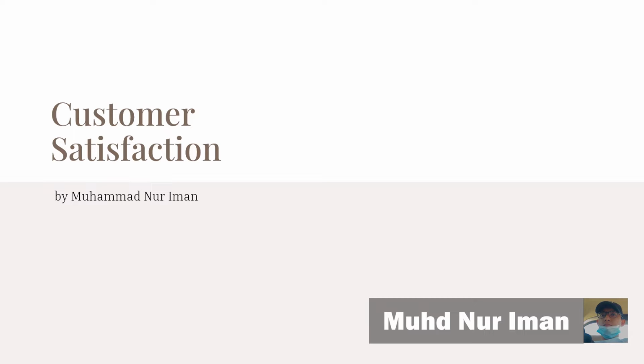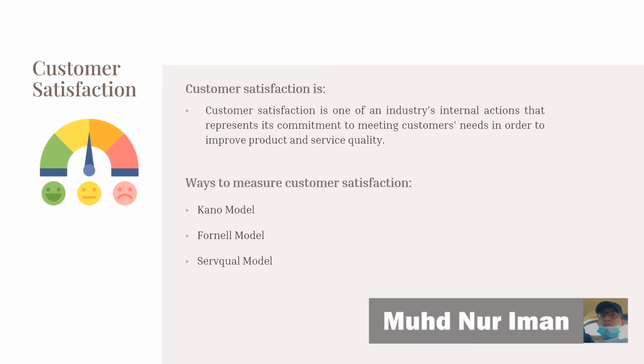The first rule of the food manufacturing industry is customer satisfaction. What is customer satisfaction? Customer satisfaction is one of a company's interactions that represents its commitment to meeting customer needs in order to improve their product and service quality. We have to keep in mind that the client is always looking to purchase something for convenience or quality purposes. Judge how well the food manufacturing industry performs.